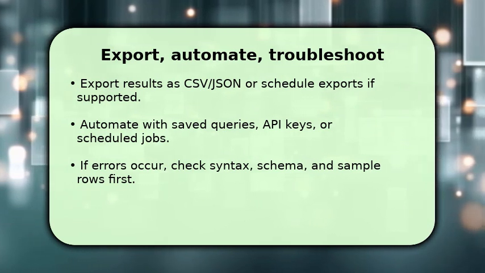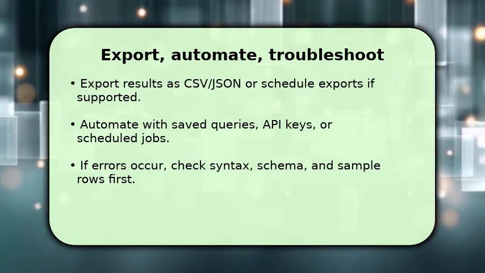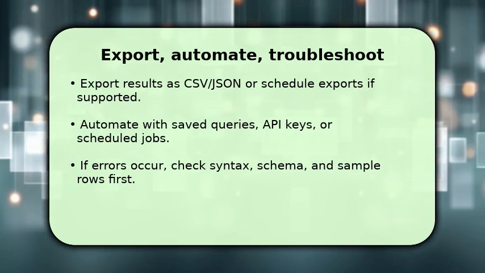If something goes wrong, first preview sample rows and data types, then check syntax and aliasing. Make sure joins use the correct keys. If performance lags, add indexes.